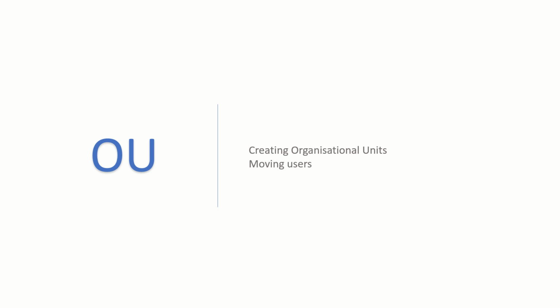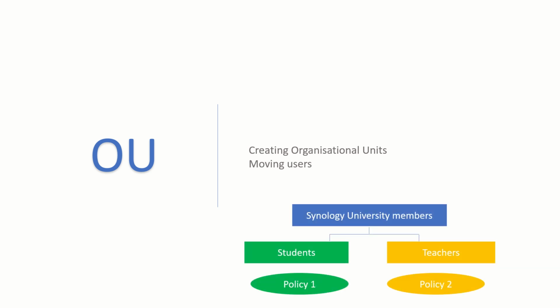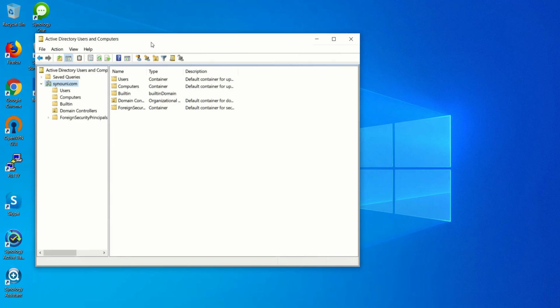So again, that's going to be very straightforward. In our example, we'll have a general organizational unit called Synology University members. Then we'll have two other OUs nested under it, one for students, one for teachers, and then we'll create later on two different distinct policies. So we're back in our Active Directory Users and Computers module.